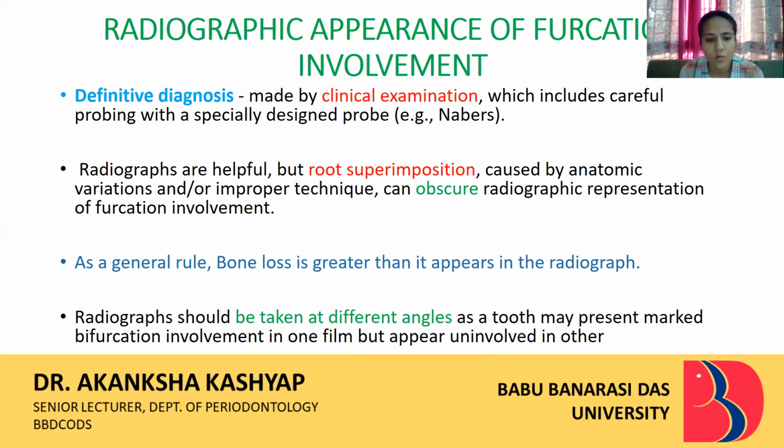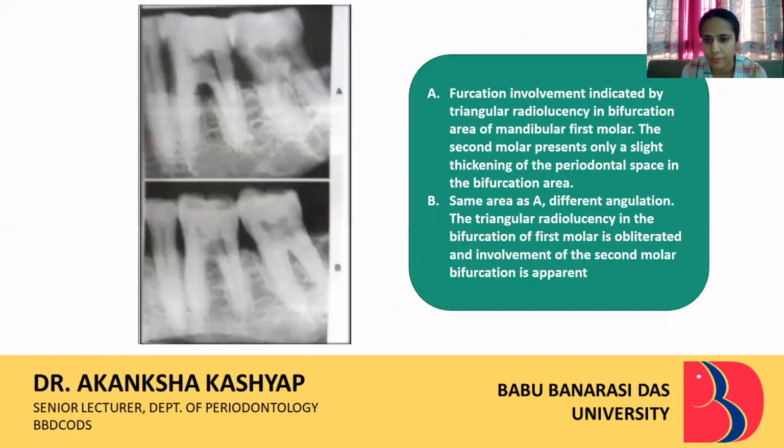As a general rule, bone loss is always greater than it appears in the radiograph. For the radiographic diagnosis of furcation involvement, radiographs should be taken at different angles. A tooth may present marked bifurcation involvement in one film, but on another film, it can appear as completely uninvolved.